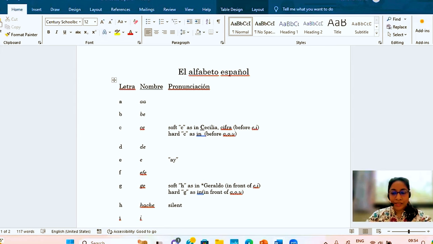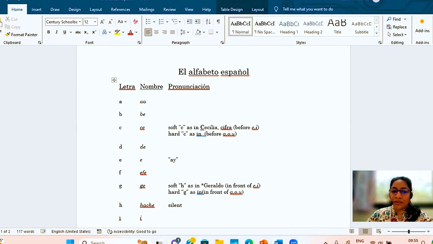Alright, let's start. As you can see, the header is El Alfabeto Español, which means the Spanish alphabet. Now let's first look at these three columns that we have here. The first one is Letra, which means letter. The next one is Nombre. Nombre means a lot of things. It can mean name, but in this sense, it means how are we going to pronounce it? What is the sound associated with that particular letter?